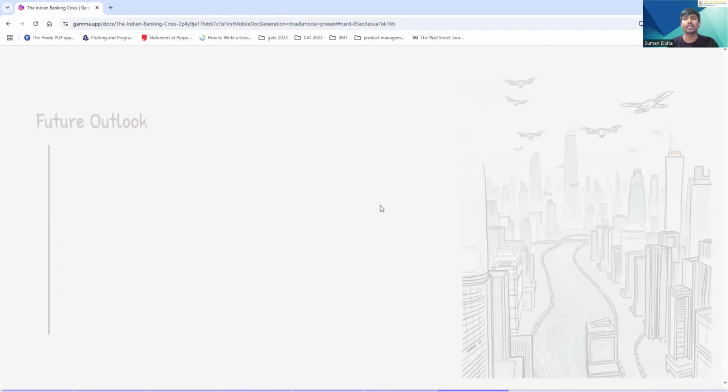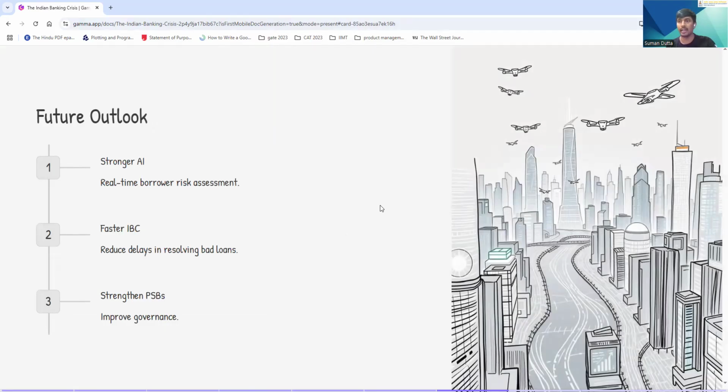So, what are the future outlooks ahead of us? First is stronger AI implementation: big data and AI for real-time risk assessment, to detect fraud before loan disbursals. And strengthening the IBC code to reduce delays in resolving bad loans.